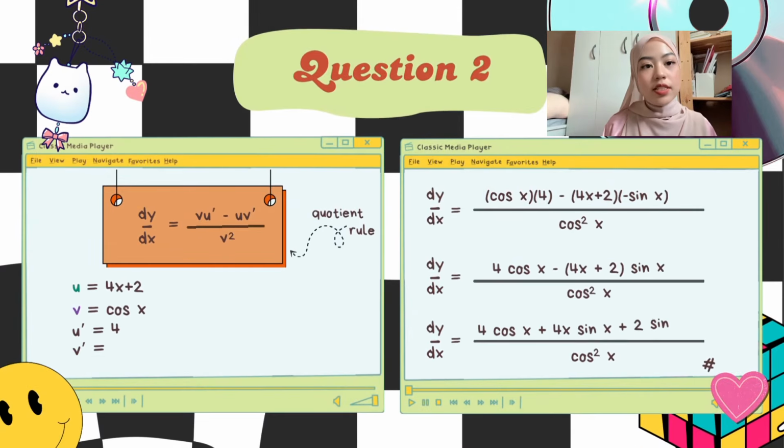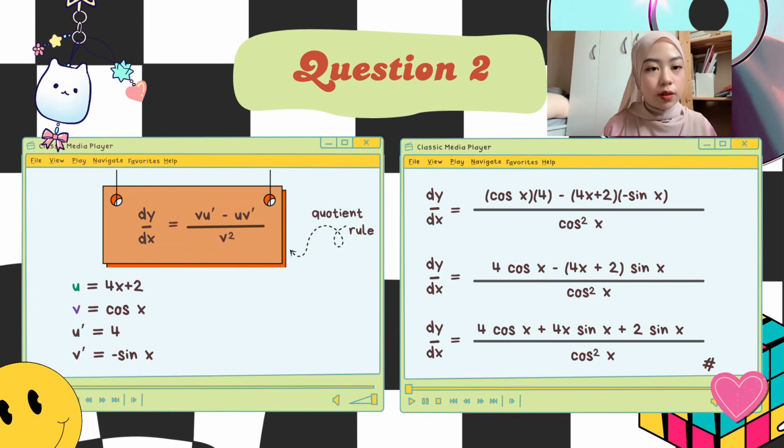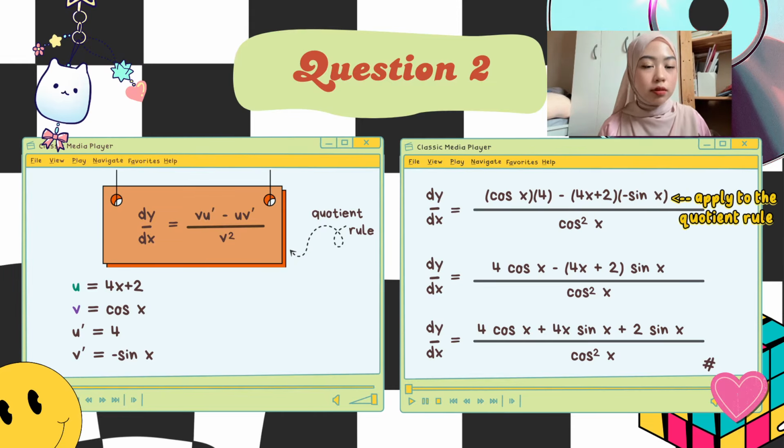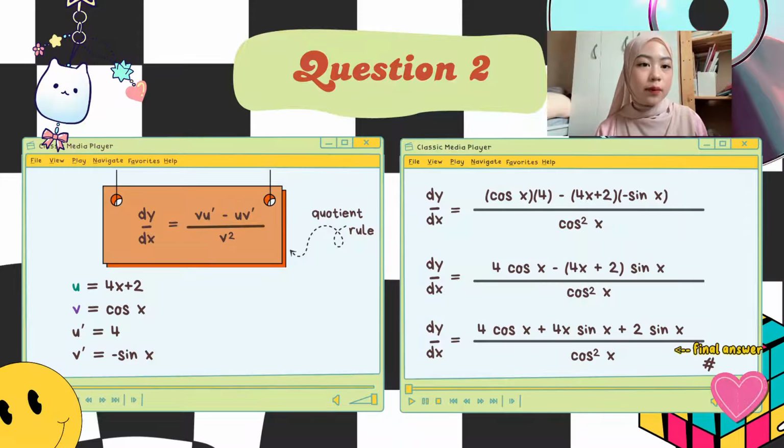In part B, the function is the quotient of two terms, so we will use the quotient rule. When we apply the quotient rule, we got dy/dx equals cosine x times 4 minus (4x plus 2) times negative sine x, over cos squared x. The final answer that we got is dy/dx equals 4 cosine x plus 4x sine x plus 2 sine x, over cosine squared x.